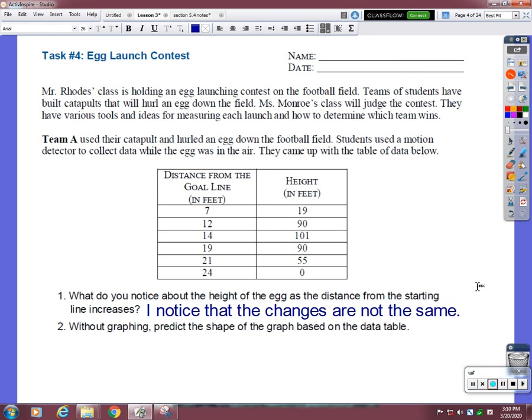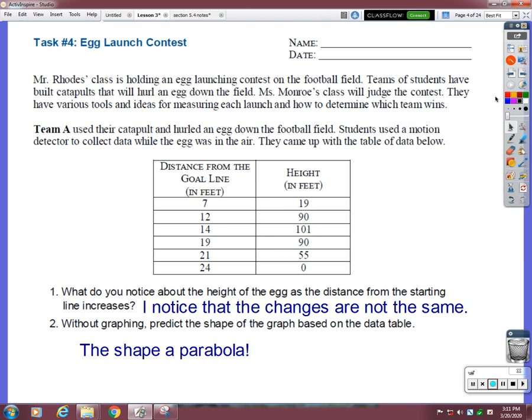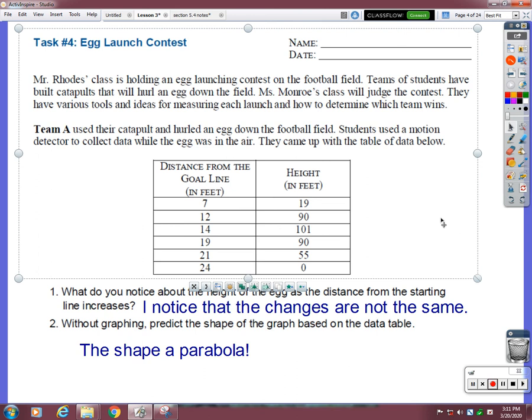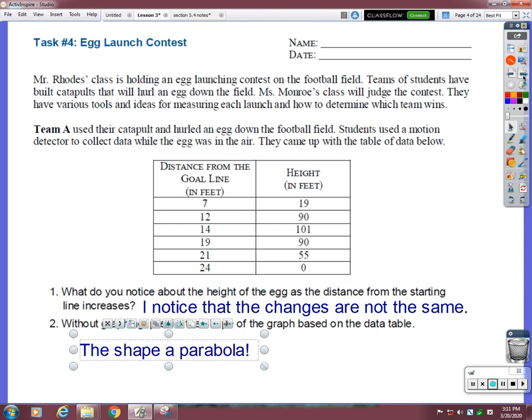Yeah, that's absolutely right. So in the first 5 feet, the egg goes up like 71 feet. In the next 2 feet, the egg only goes up 11. And then in the next 5 feet, it starts to come back down again. So from that, we can infer, without graphing, what would the shape be? What a big surprise, since we're studying parabolas, that the shape of an egg flying through the air would be a parabola.